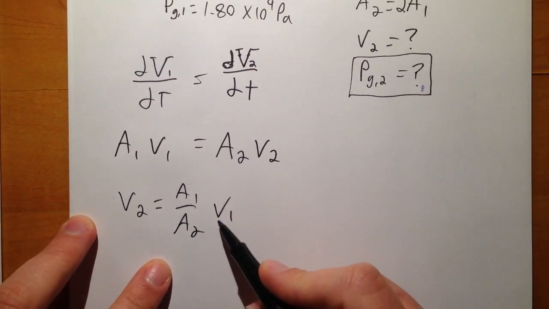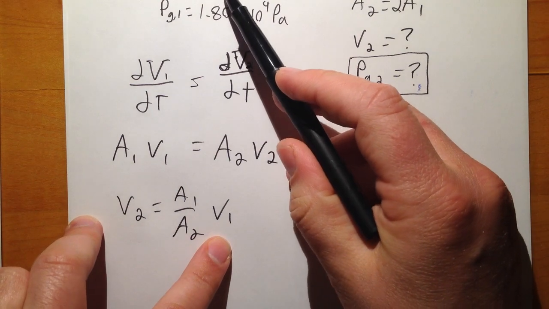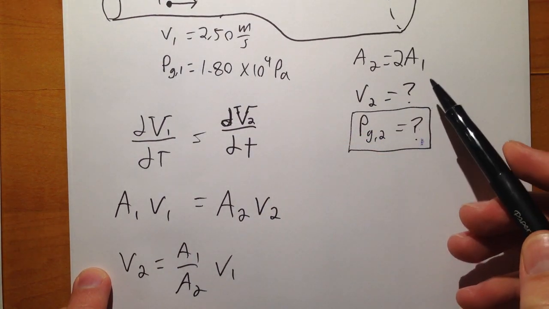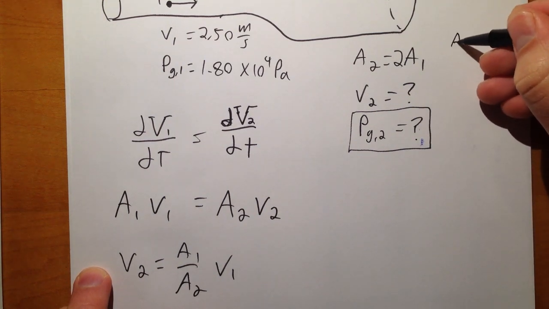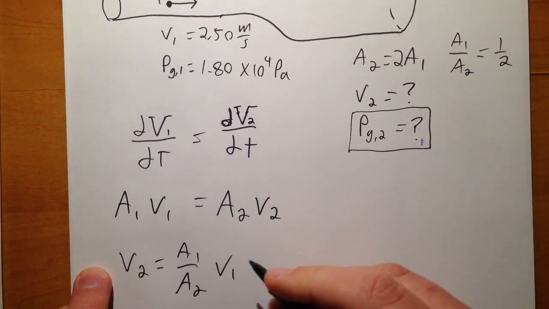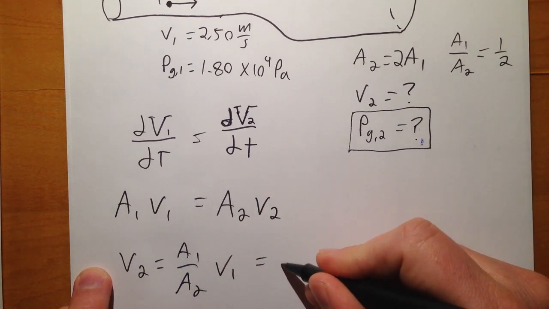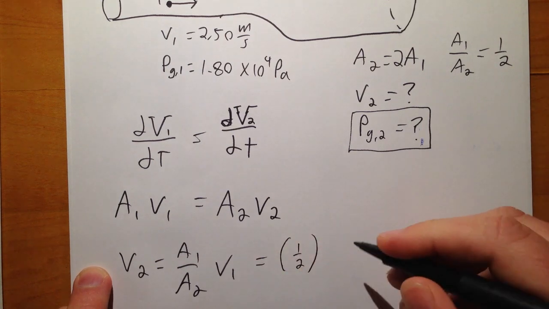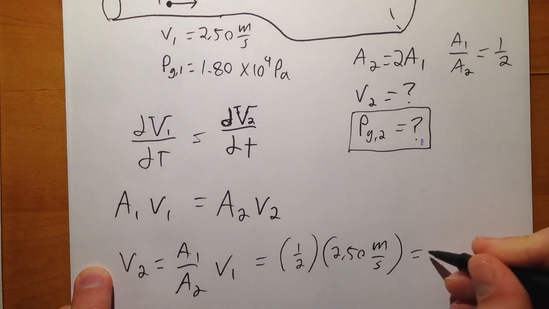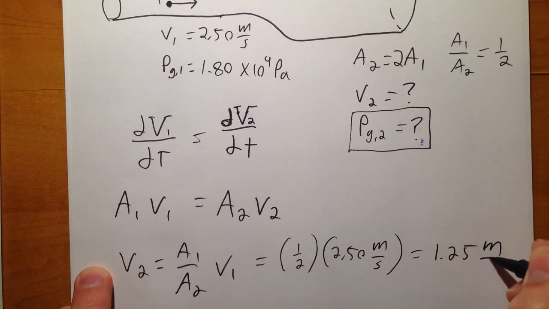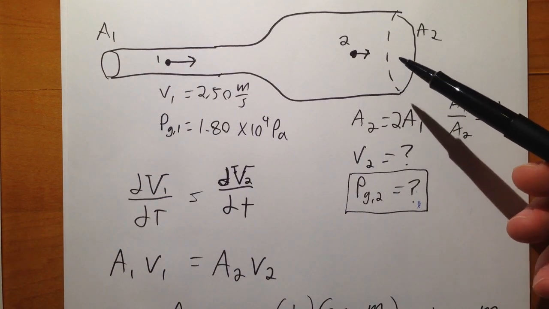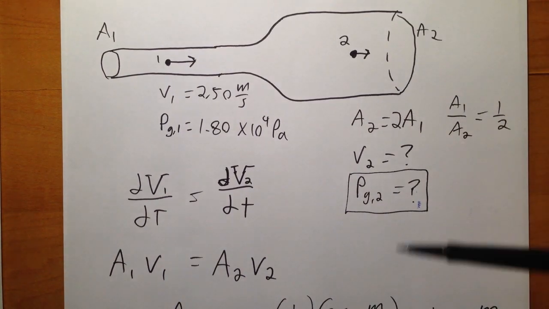V2 is equal to A1 over A2 times V1. I know V1 is 2.5 meters per second, and I don't know A1 or A2, but I know their ratio. This equation tells me that A1 divided by A2 is equal to 1/2. So I can plug that in here. I have 1/2 times V1, 2.50 meters per second. So that tells me V2 is just equal to 1.25 meters per second. The area got twice as big, and the fluid had to slow down by half.